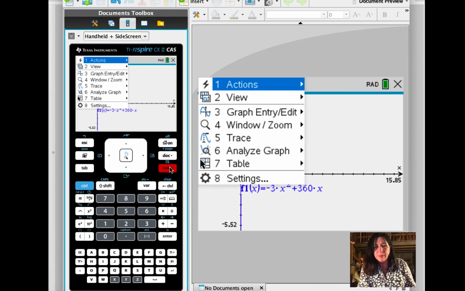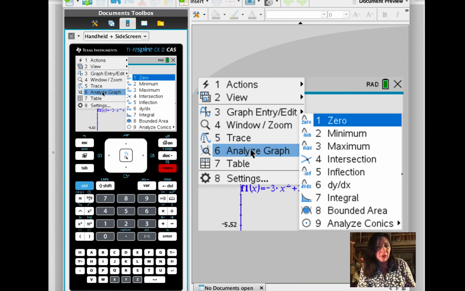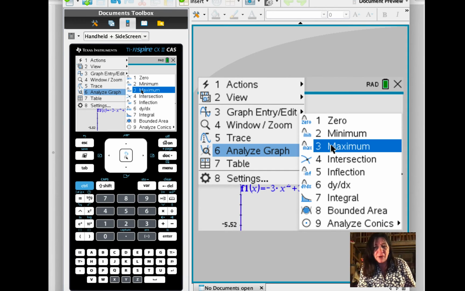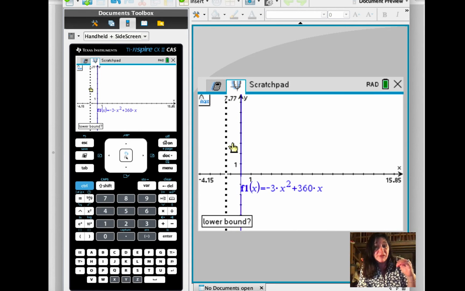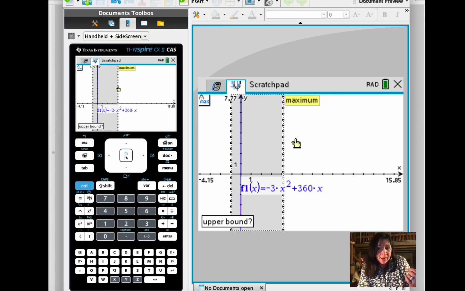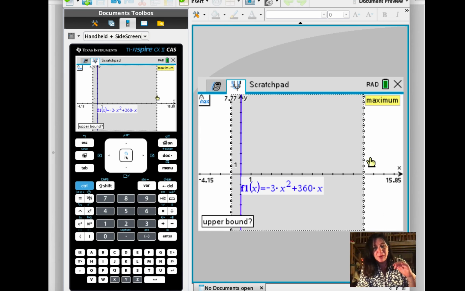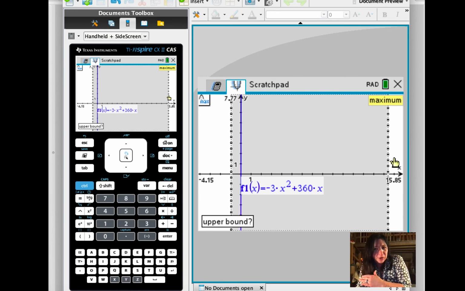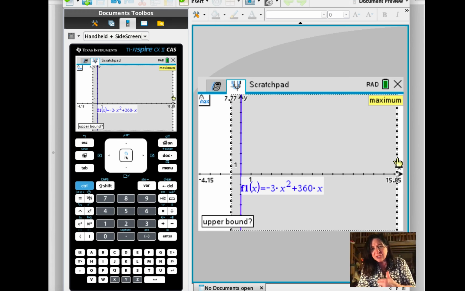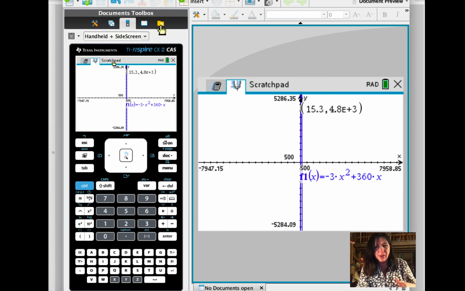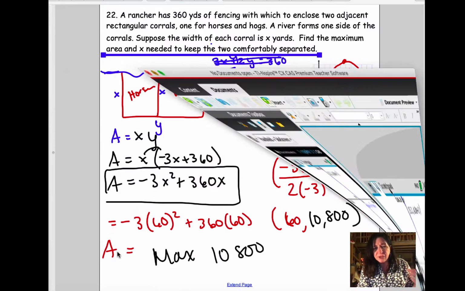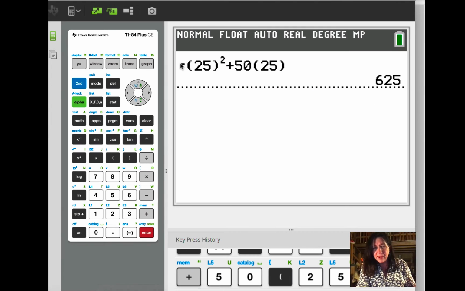I would go to menu, maybe even analyze the graph. And if I want to find my maximum value, I could set values, like I could put X here, and then keep going over. In order to find that maximum value, I know I have to go all the way over to 120, which I'm not getting by just finding this value. So I'm going to go to my calculator.